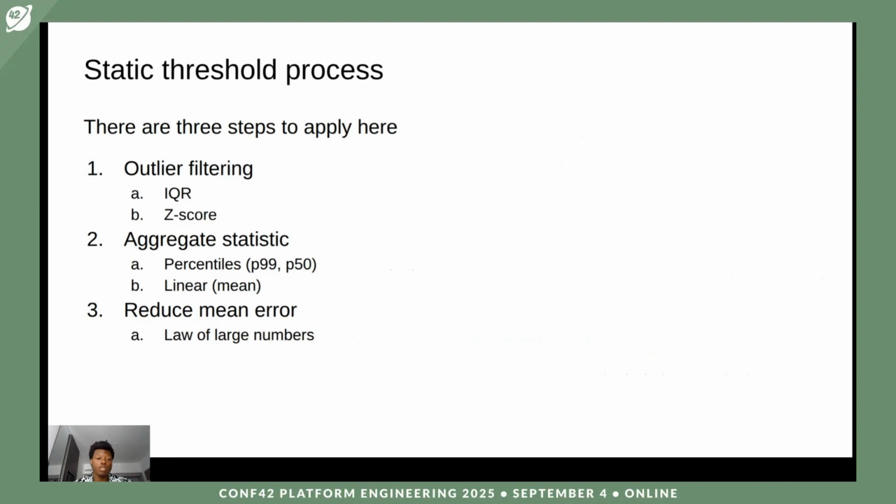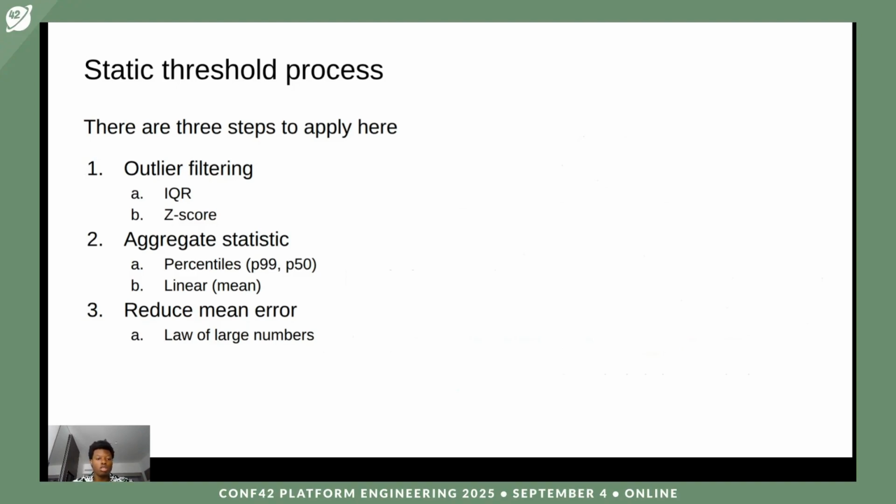The second thing you do after that is that you define your aggregate statistic, which is, all these data points that are present, how do we make it one value? And you can do that with percentiles. You can also do that with a linear aggregate like a mean, which is just an average. There are geometric kinds of means, but in this case, I mean a normal linear mean.